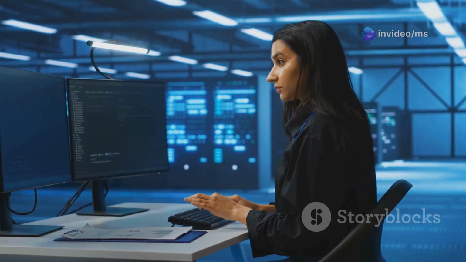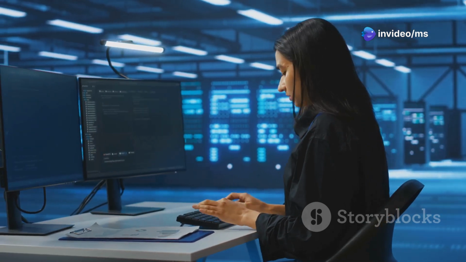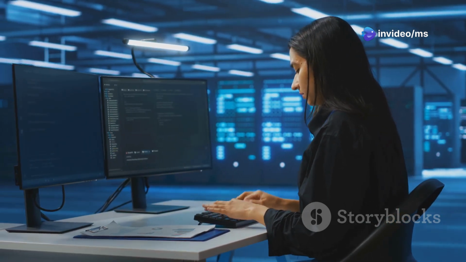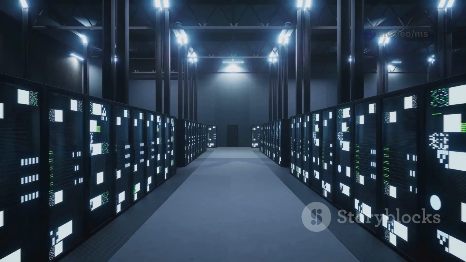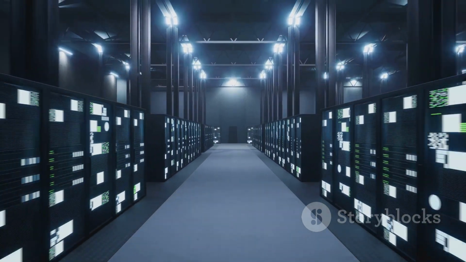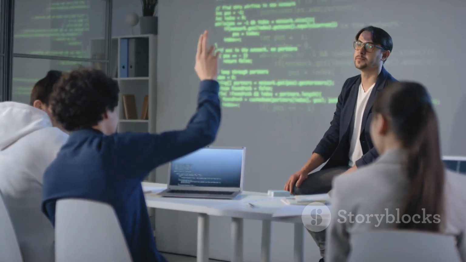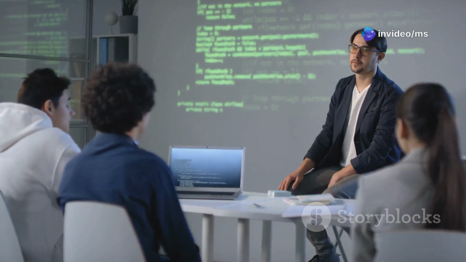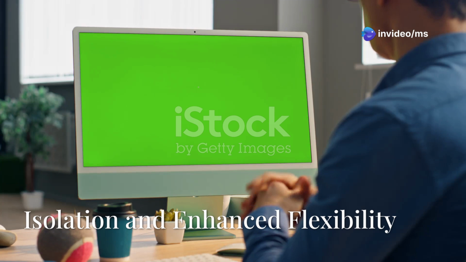Virtualization maximizes efficiency far beyond what is typically achievable with purely physical infrastructure. It ensures optimal performance and resource utilization, making it a key technology for modern IT environments. Understanding these efficiency gains is crucial for leveraging the full potential of virtualization.